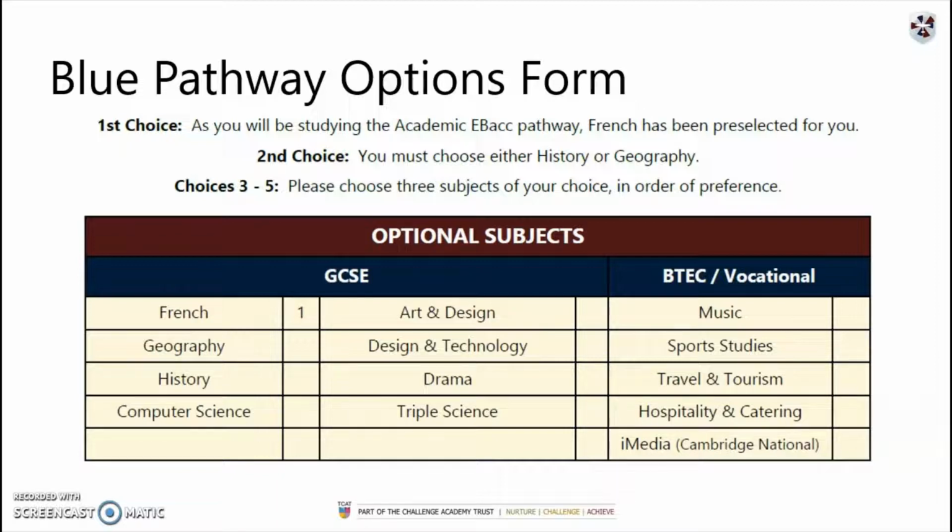If you're on the blue option pathway, that's the academic EBAC pathway, and you will be studying a language. So the first choice is pre-selected, and that's French. Your second choice must be either history or geography. So you'll put a number 2 next to either history or geography. For your final 3 choices, you can pick any other subjects on the form. You could pick another one from the first column if you wish, but you can pick any other 3 subjects, and you will be allocated 3 of those when we've got all the forms and we've analysed the option choices.